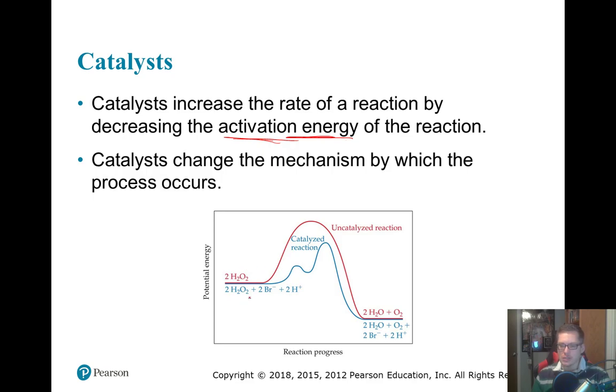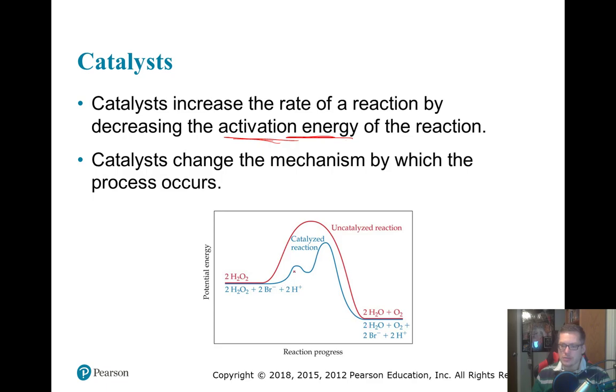So here they're doing the decomposition of hydrogen peroxide via bromic acid, it looks like. All right, and so they've got hydrogen peroxide, and this is the uncatalyzed reaction. It just takes place in one step. You get water and oxygen out the other side. And then here you get hydrogen peroxide with these catalysts, okay? Notice that it actually becomes a secondary reaction.